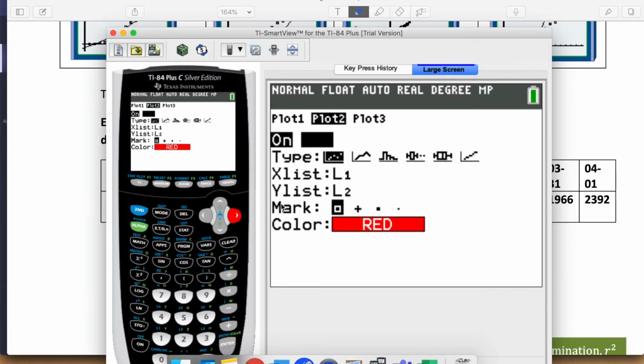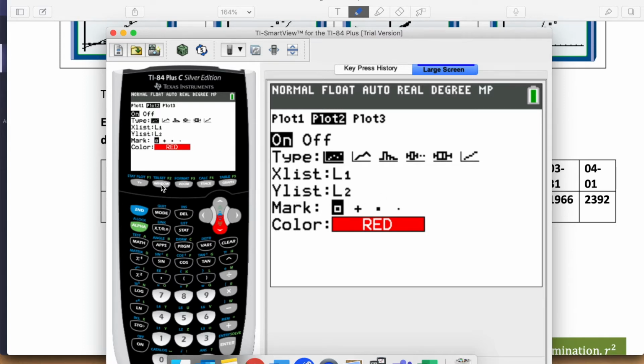So this is how it might look for you, but I'm going to put it on. So I go to On and press enter. And we want our X list to be L1 and our Y list to be L2. So once that's on, it will plot that. The only other thing we need to change is the window setting.